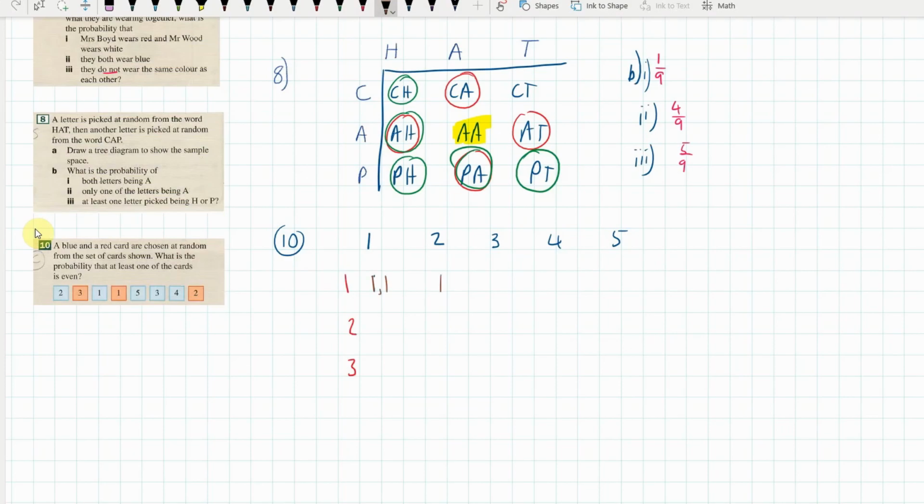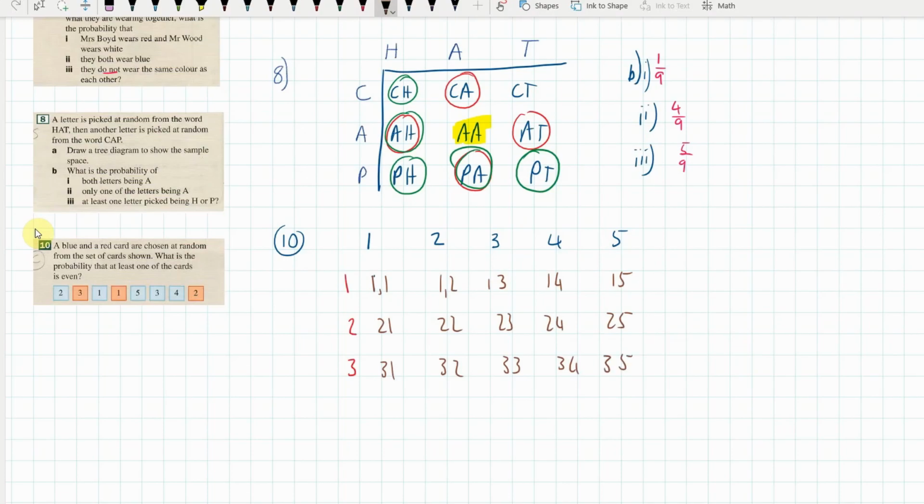1,1; 1,2; 1,3; 1,4; 1,5; 2,1; 2,2; 2,3; 2,4; 2,5; 3,1; 3,2; 3,3; 3,4; 3,5.